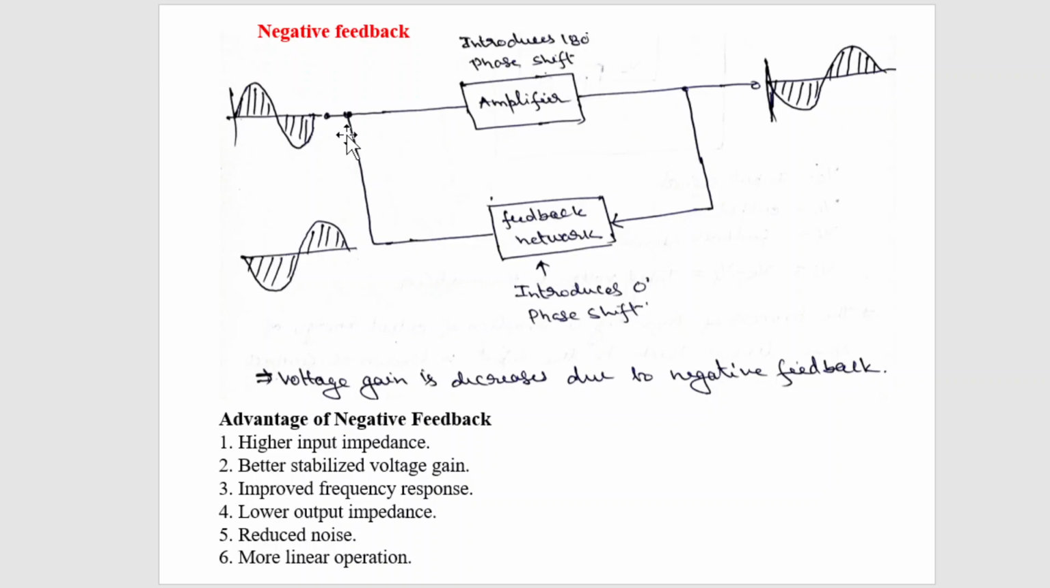And as I discussed, because of negative feedback, the gain decreases. So what will happen? It reduces the noise and gives more linear operation of an amplifier circuit. In most cases, apart from oscillatory circuits, negative feedback is used in amplifiers. So let's try to understand what the possible connection types are for doing the feedback circuit.